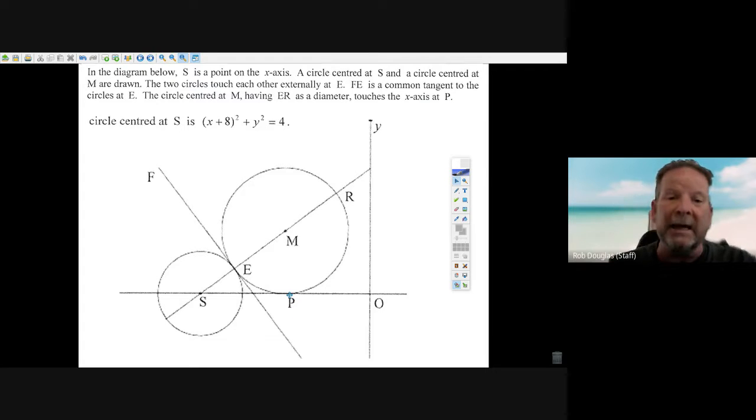So that means the x-axis is another tangent. It touches at that one point. And there's the radius right above it. Ooh, that's pretty useful. We're going to use that a little bit later on. Okay, let's get to it.